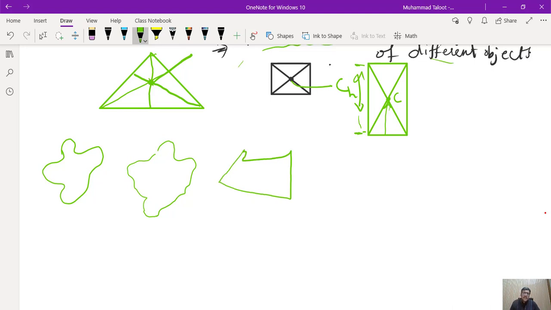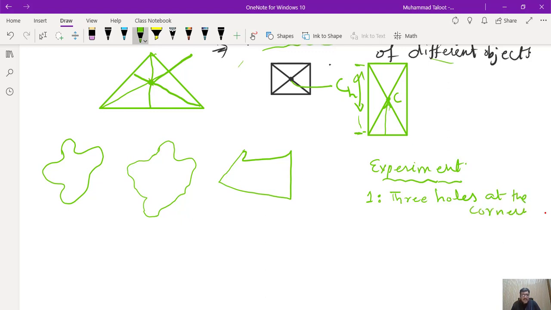So to find out the center of gravity of such objects, we have to follow a procedure. We have to perform a small experiment. The procedure for this experiment is that first of all you have to make three holes, or two holes, it's up to you. Make three holes at the corners.